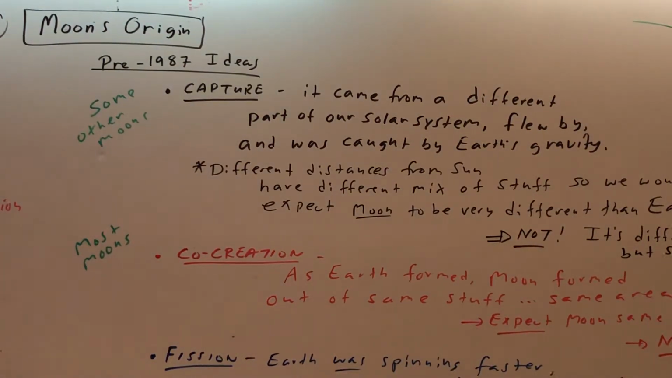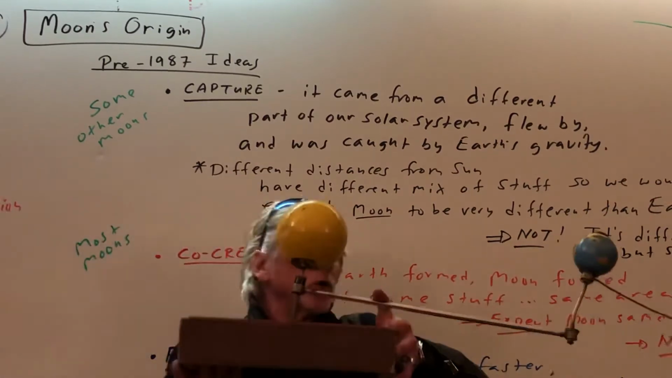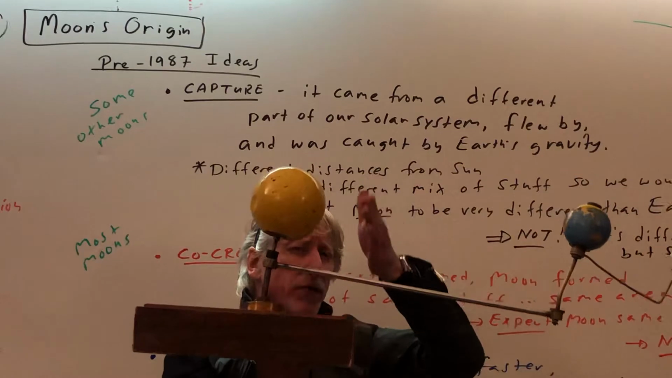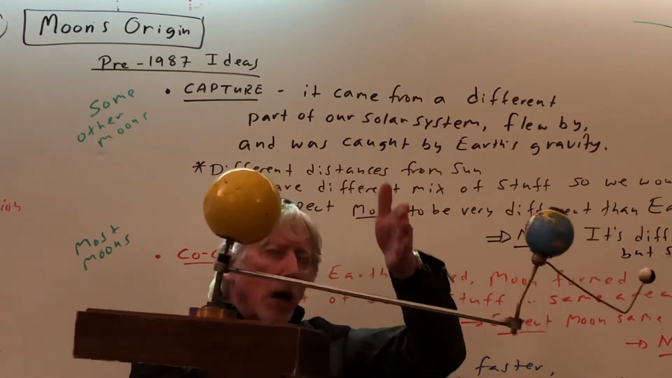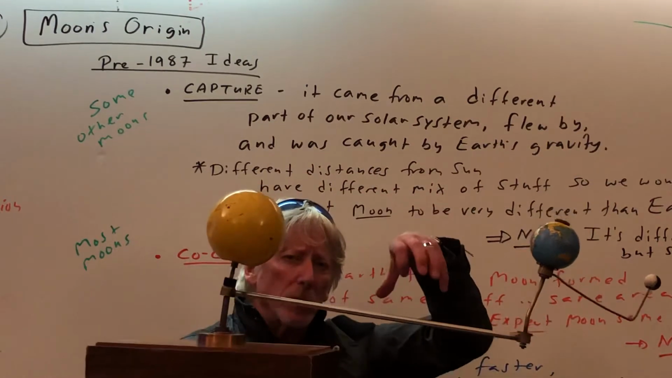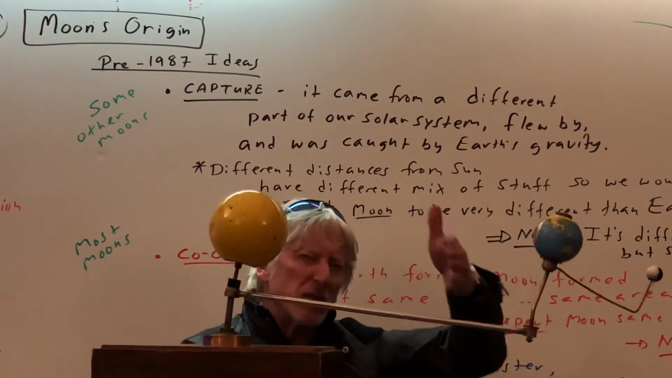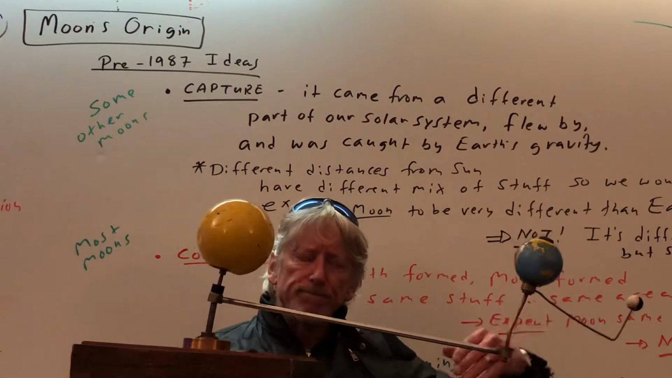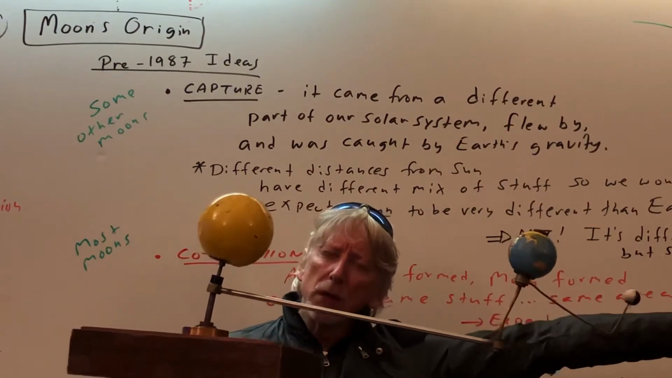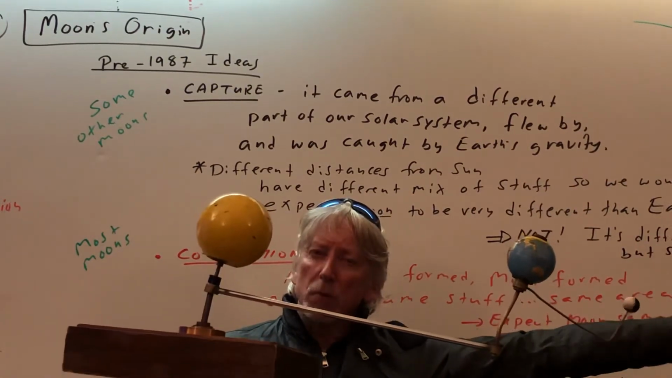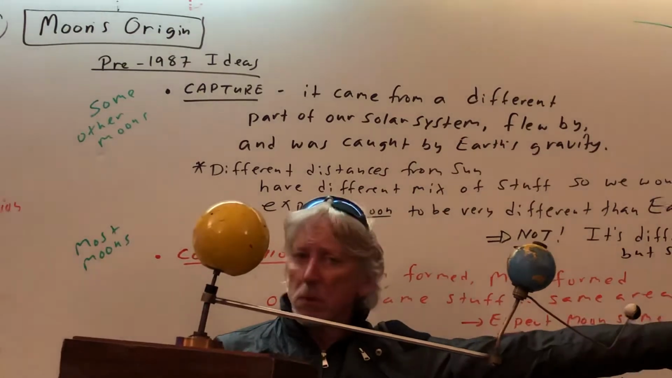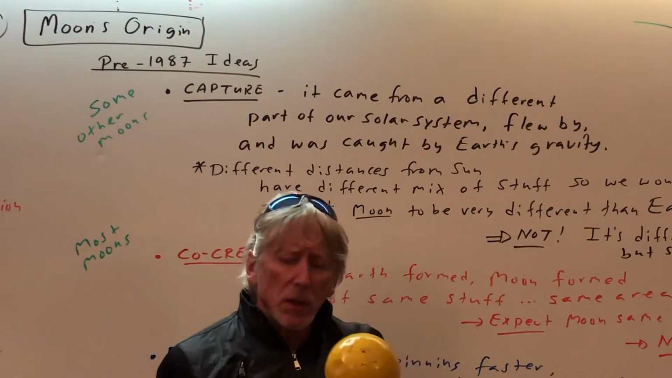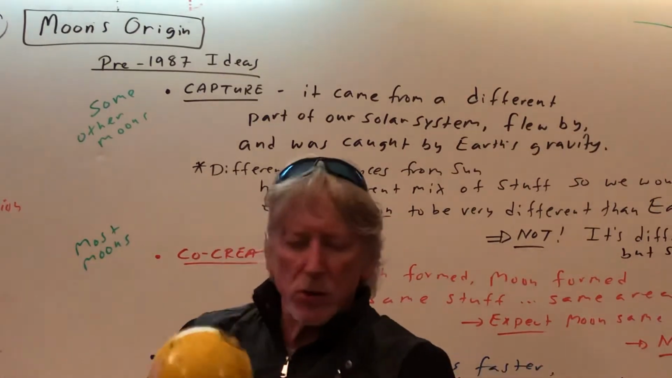However, if that's true, as it turns out, and we'll talk about this in chapter 7, the composition, the type and mix of material changes as we go farther out from the sun. So if it came from another region, say out between Mars and Jupiter, we'd expect it to be different enough to tell that it was from a different place. You're not from here.